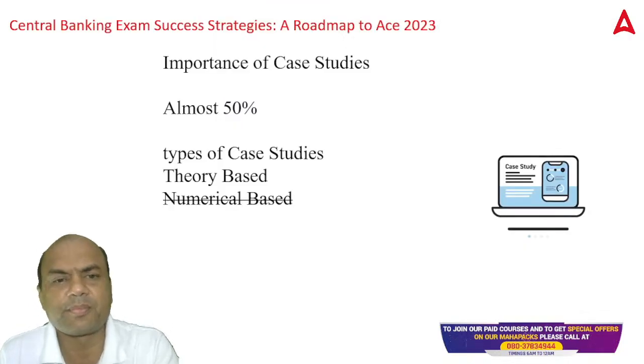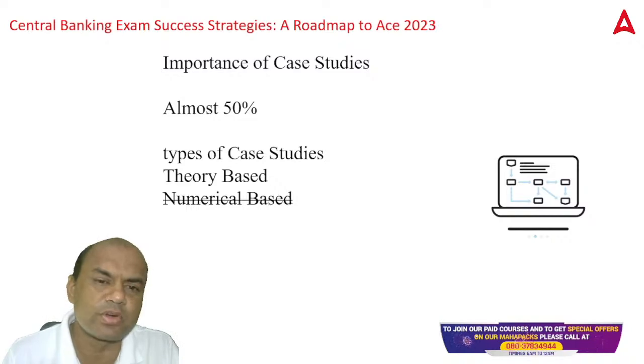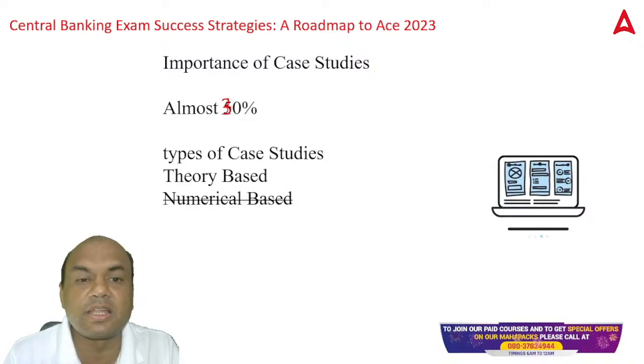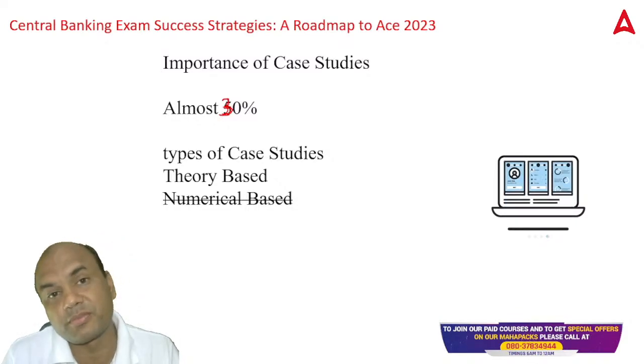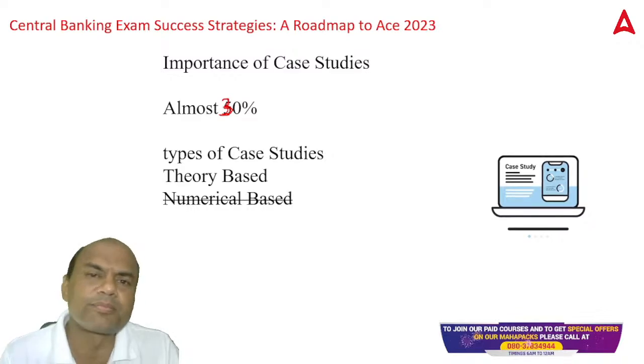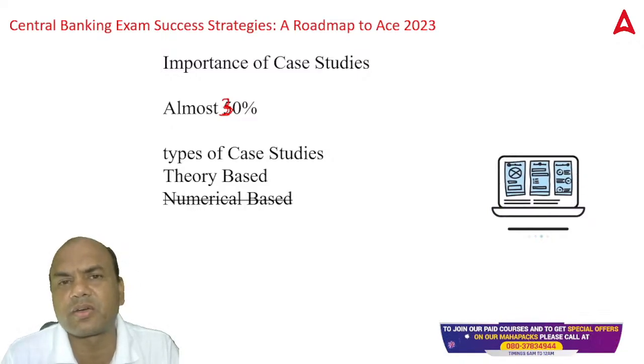Case studies. Here, 50%, no, not 50% now. Here it is around 30%. Almost 30. Earlier, the central banking elective has been there since long. So earlier there were more case studies, but nowadays they'll be asking around 30%.